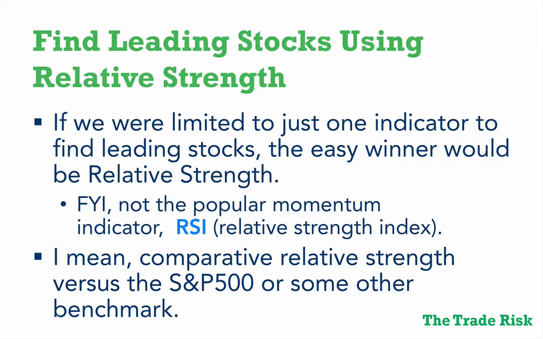If you trade a lot of small cap names or high beta names, you may want to use the Russell 2000. The point is we are comparing an instrument or stocks as a basket versus a benchmark, and that is the relative strength that we are discussing here as an approach to find leading stocks. And we're going to show you some examples now.